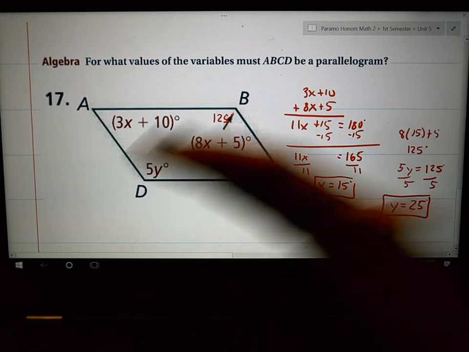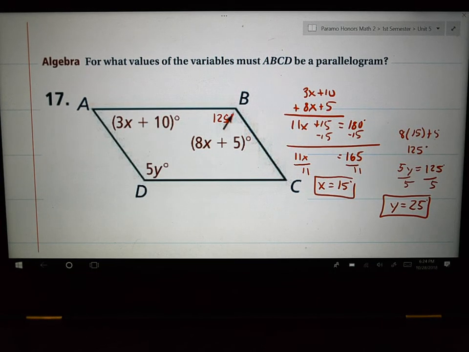And I have figured out everything about 17. Hopefully that gets you started.